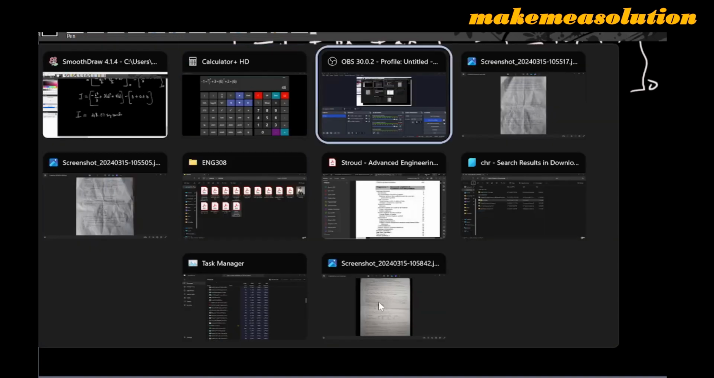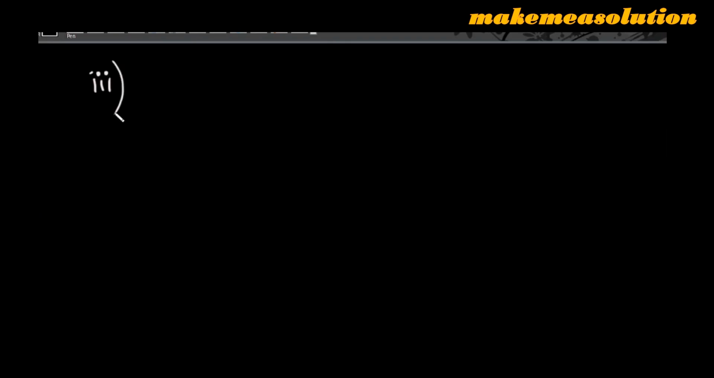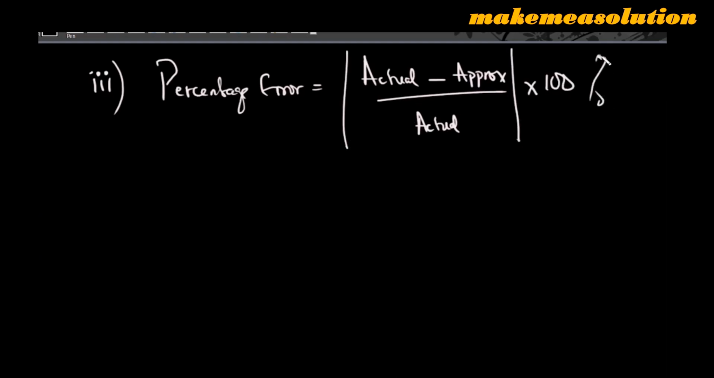So the last part wants me to calculate the percentage error of the estimated area to the actual area of the region, correct to 2 decimal places. Well, they're already the same, but just to fulfill our righteousness, percentage error is equal to actual value minus approximated value all over actual value times 100. Everything will be in percent like this.